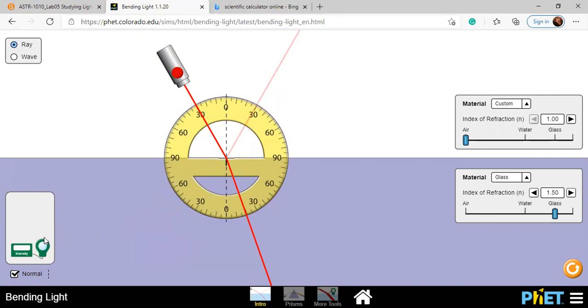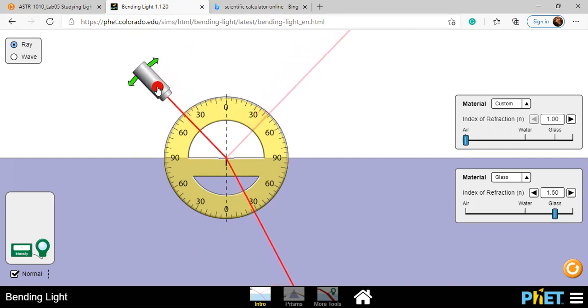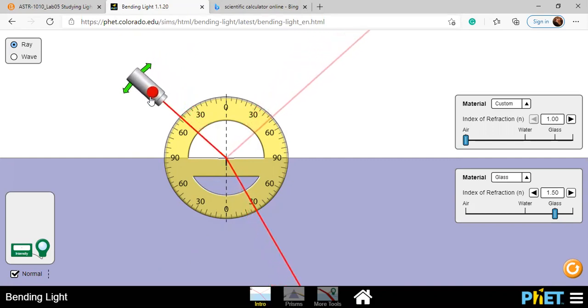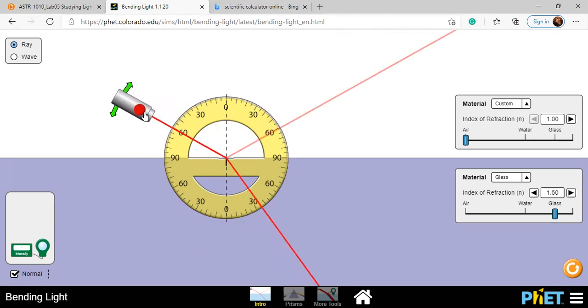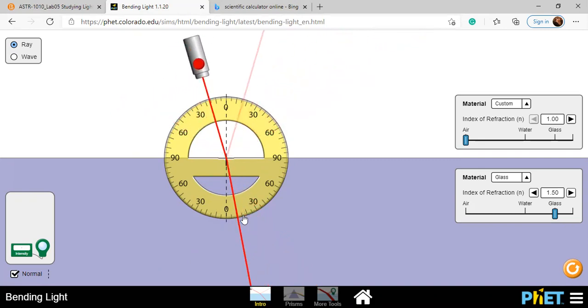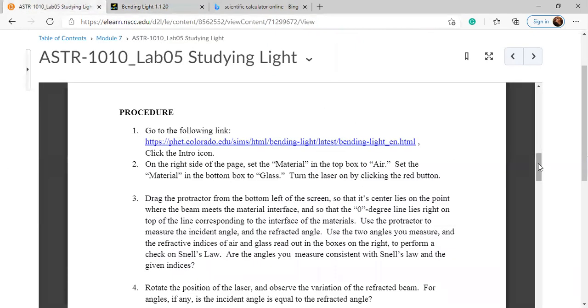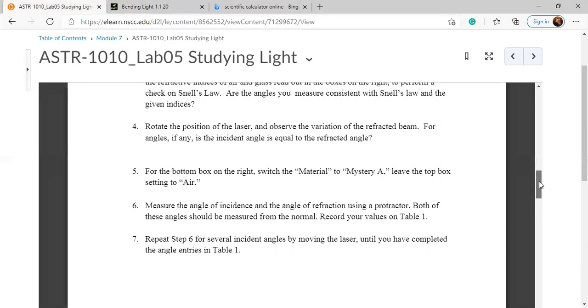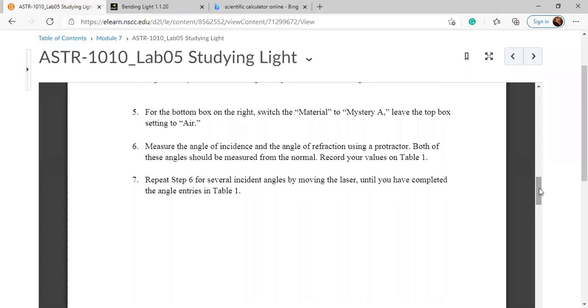Also, you can check like, what happen if you increase the angle of incident. If you increase the angle of incident, angle of refraction is also increasing, right? If you decrease the angle of incident, this is also decreasing. Okay, what is our next job? We go down, down, down, and put mystery material A. Okay, let's do that.